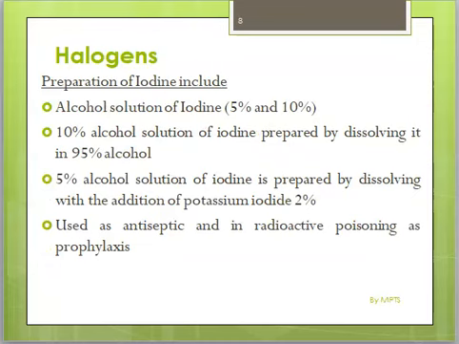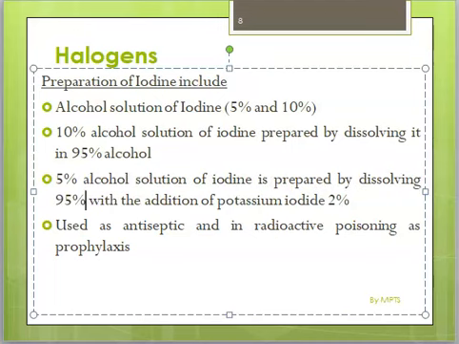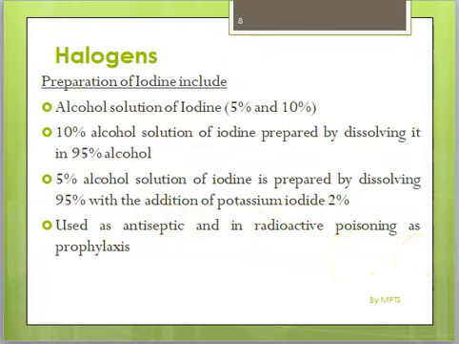Which are those preparations of iodine that we know of? We have the alcoholic solution of iodine. We have 5% and 10%. The 10% alcohol solution is prepared by dissolving iodine in alcohol, while the 5% iodine is prepared by dissolving in alcohol with the addition of potassium iodide 2%. These are used as antiseptics and also in radioactive poisoning.